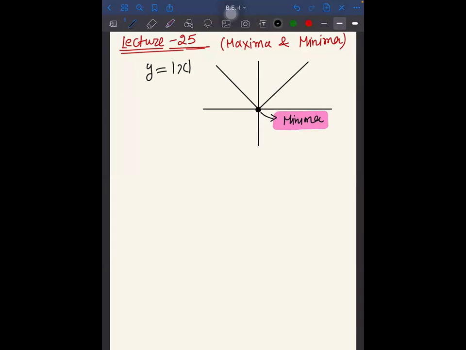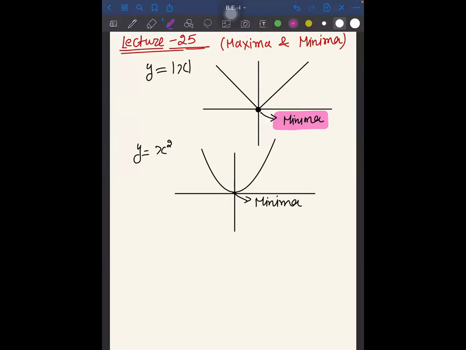So what was the idea when you talk about the second derivative test? Let's say y is equal to x square, right? And everyone knows that this is the point of minima, right? Is it okay? Okay, so how does the second derivative test help us in finding that minima? Can you tell me?